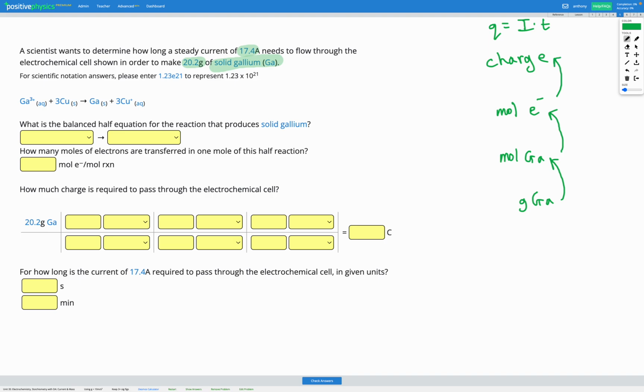Once we've got the charge, we're going to use that in the Q equals IT equation, along with the current provided in the question here, which was 17.4 amps, to figure out the time needed for that current to pass. Now, we've got 3 steps in our dimensional analysis, so we're going to need 3 conversion factors. The first is the conversion factor between grams of gallium and moles of gallium. Let's head to our periodic table on the reference sheet.